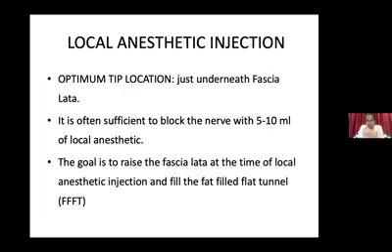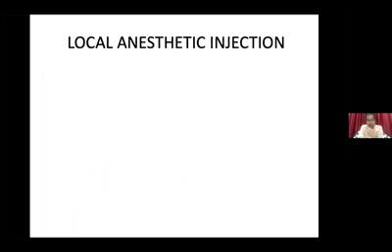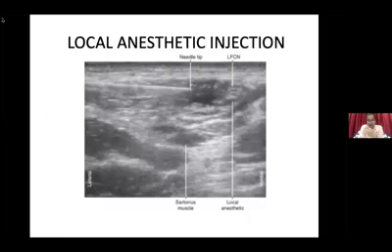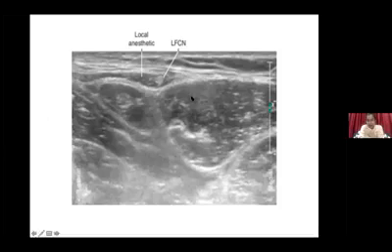And my goal will be to raise the fascia lata at the time of local anesthetic injection and fill the tunnel. Like in this figure, I can see my needle tip, which is lying just below the fascia lata. And in the next figure, I can see the local anesthetic is covering the nerve. That is, it is covering the whole tunnel between the sartorius muscle and the tensor fasciae lata.